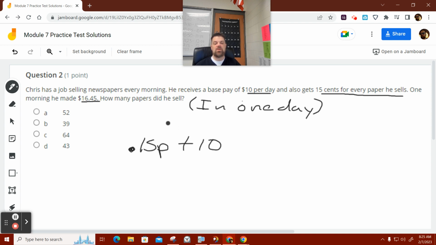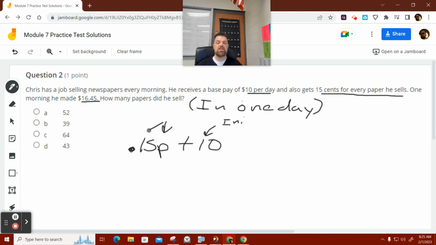So in other words, we don't know how many papers he sold, but whatever he sold, he got 15 cents per paper, and this is what he gets per day. This is like the initial thing. If he doesn't sell a single paper, he gets paid $10. That's his base pay. All right? So this is what you would call the initial condition, right?